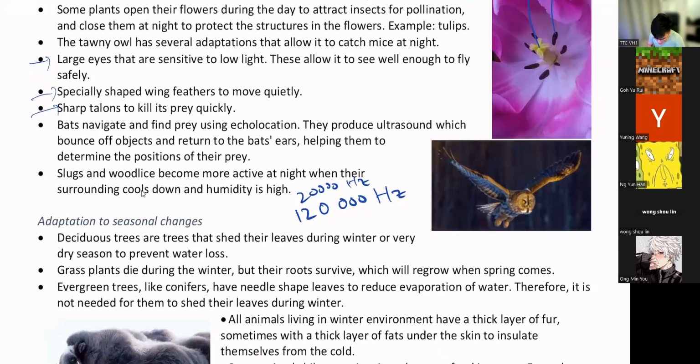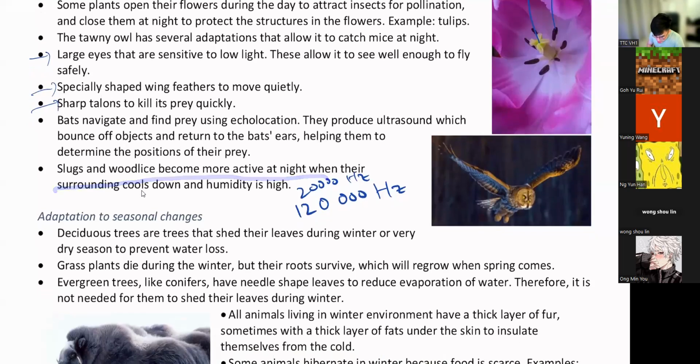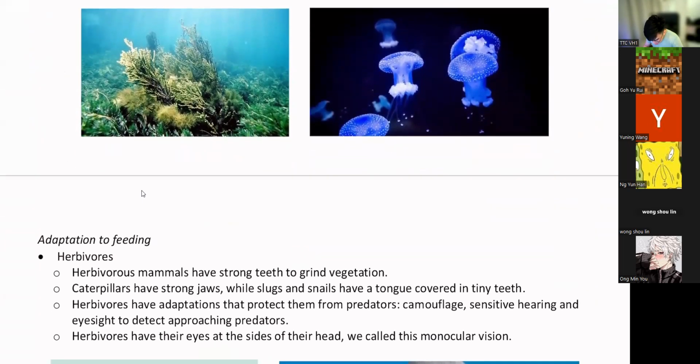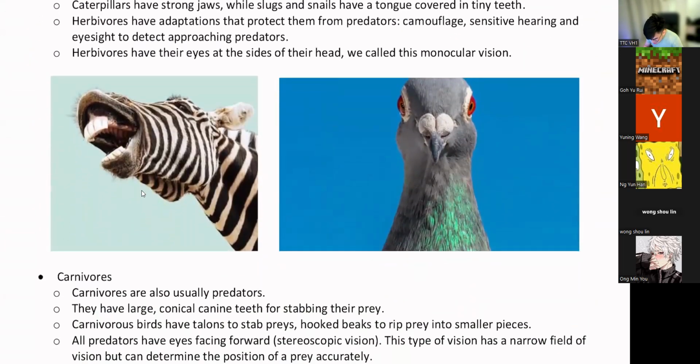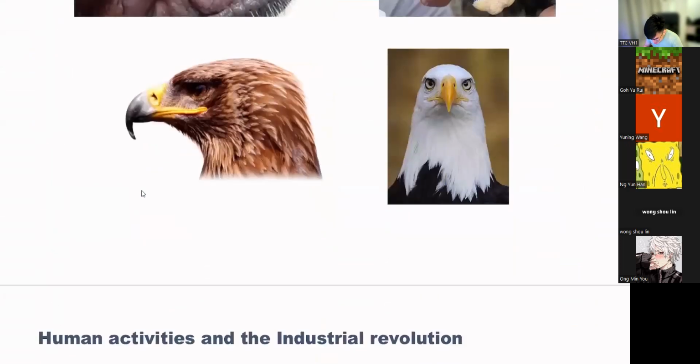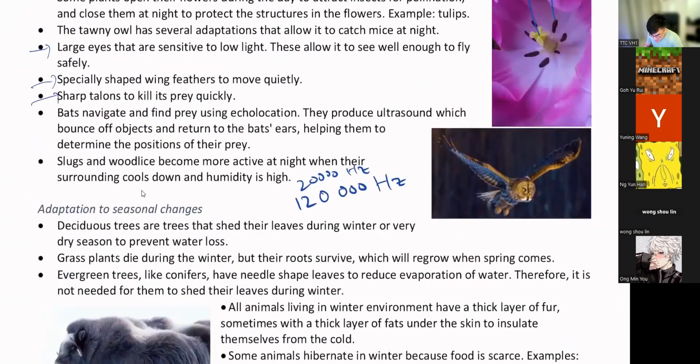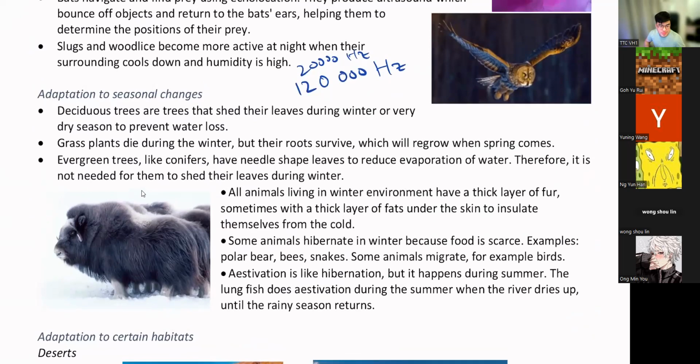Okay, anyway, so slugs and wood lice become more active at night when their surrounding cools down and humidity is high. Right? Like slugs, their whole body is wet, so they need the surrounding to be humid. So they don't come out in the morning. Same goes for wood lice. Okay. Some snakes. Not surprising. Anyway, guys, you can go home and read this yourself, lah. I'll quickly go through this next week.